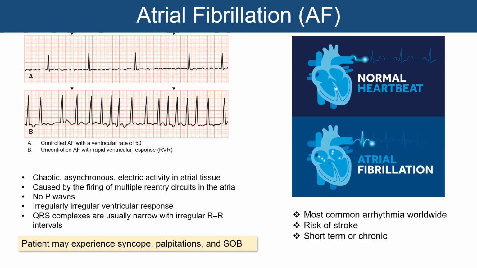So remember that fibrillation is fibrillating, it's quivering. So the atrium are quivering, they're not really squeezing. So that blood really isn't moving out how it should. So there's not going to be any P waves because it's quivering. And remember, the contraction of the atrium is what makes a P wave. So QRSs are usually going to be narrow with irregular R to R intervals.